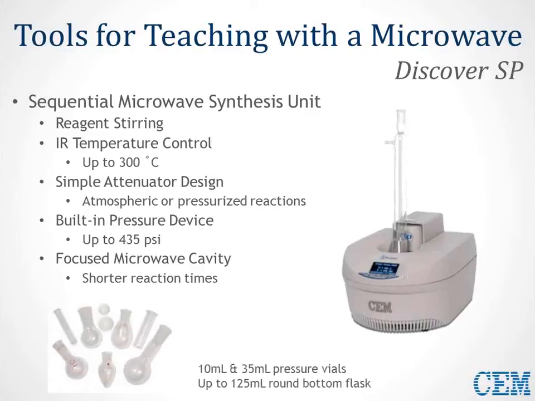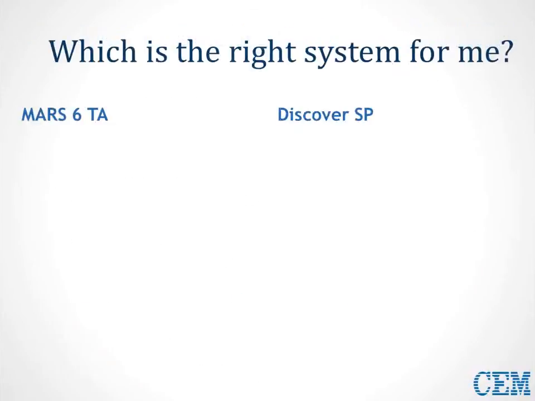Now the vessels the system can handle, as I mentioned, with your standard laboratory glassware, to run it in an open vessel, up to a 125 ml round bottom flask, and then also 10 and 35 ml pressurized vessels. This vessel here is a 35, and here's your 10 ml. These actually feature very simple to use snap-on caps, so no tools are required to put those caps on.